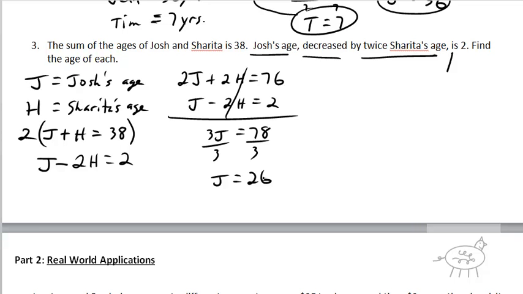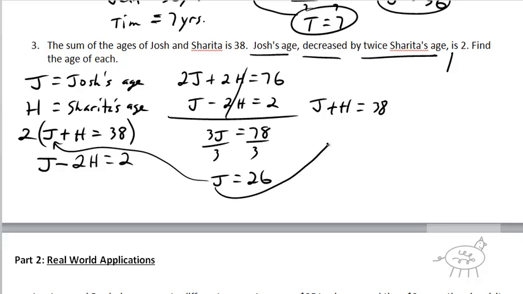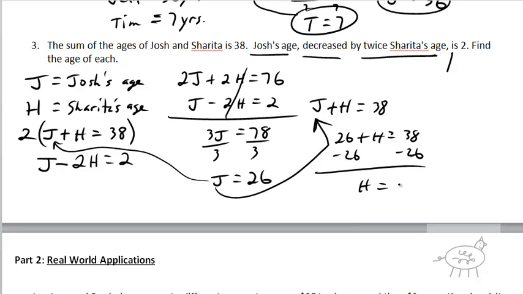And then, of course, to get Sharita's age, I plug it into either one of the two formulas. I'm going to plug it into the easy one here, the first one. So J plus H equals 38. J is 26, so 26 plus H equals 38. Subtract 26 from both sides. H equals 12.